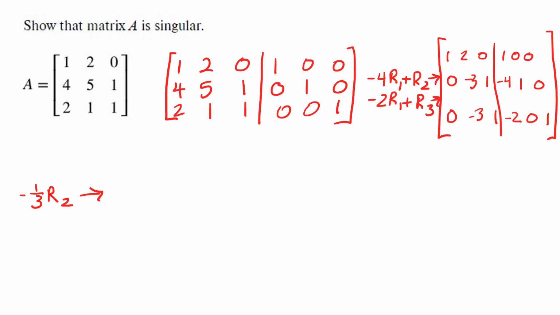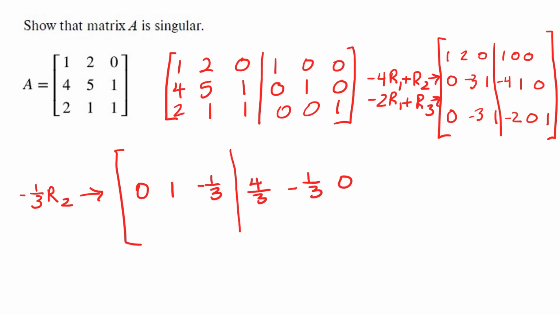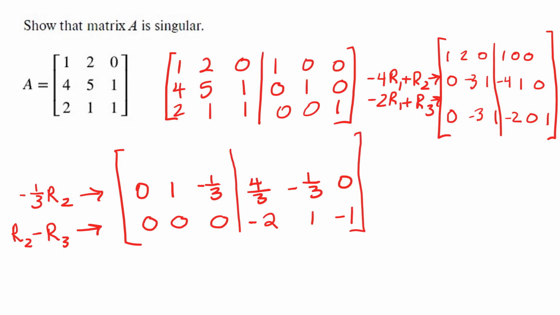So the next step you would naturally do here would be to try to get a 1 in the second row, second column. So you could multiply the second row by -1/3, and that would give you these. The next thing you would do would be to try to get rid of that -3 that's under the 1 that you just got in the second row. One way you could do that would be to subtract row 2 minus row 3 the way they were in the previous matrix. And when you do that, you can see that you get all zeros there on the left side.